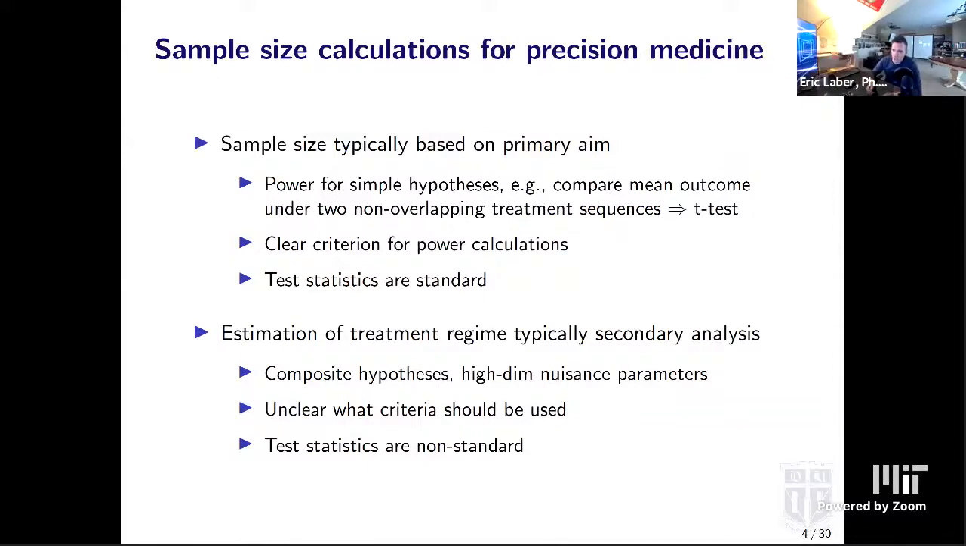It's not clear what criteria should be used to do a power analysis. And the test statistics are non-standard. So they don't, say, have a normal distribution. They don't converge uniformly over the parameter space. And so it makes it a bit of a mess. It's not a t-statistic anymore.